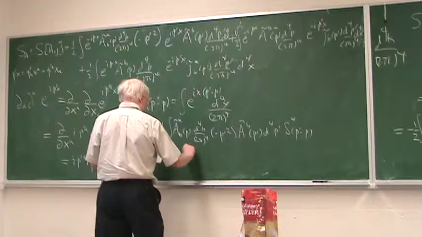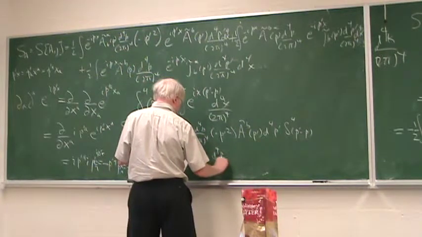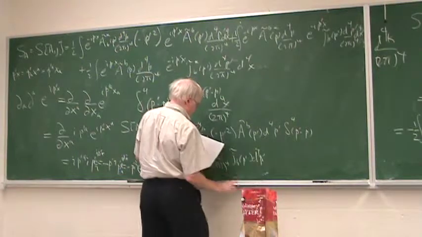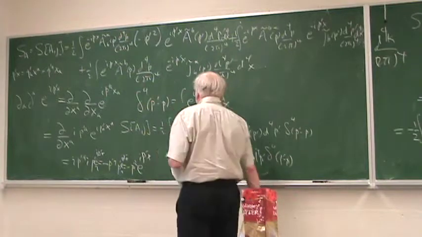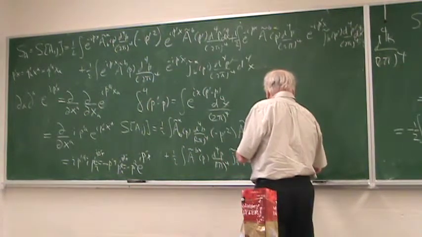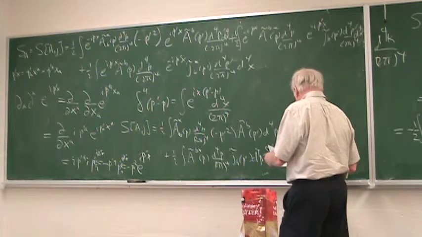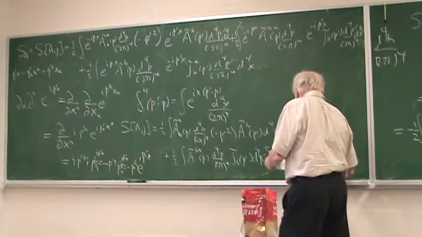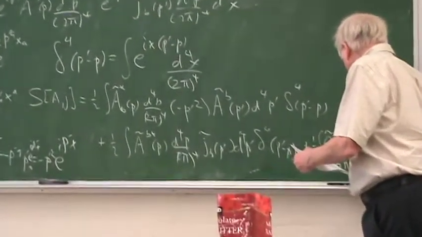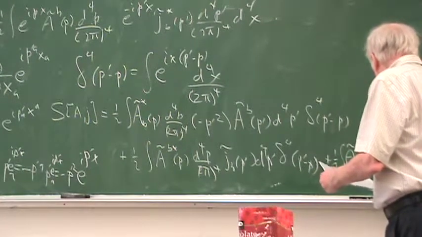plus a half integral a tilde b star of p, d4 of p over 2 pi to the 4th, j tilde b of p prime, d4 of p prime, delta 4 of p prime minus p, and then exactly the same thing, but with this star moved over here, so it's plus a half integral a tilde b of p, d4 of p over 2 pi to the 4th, j tilde b star of p prime, d4 of p prime, delta 4 of p prime minus p.